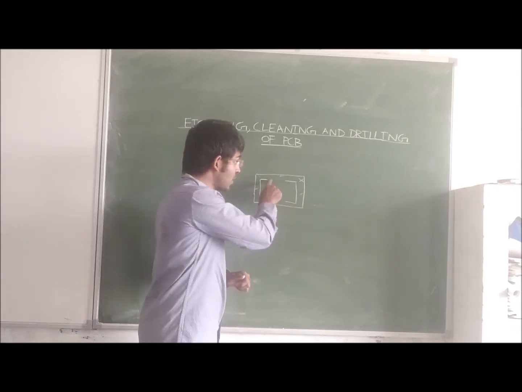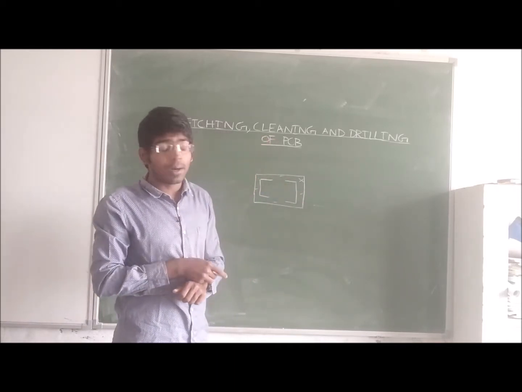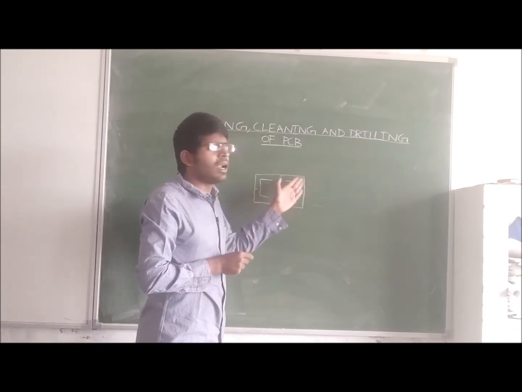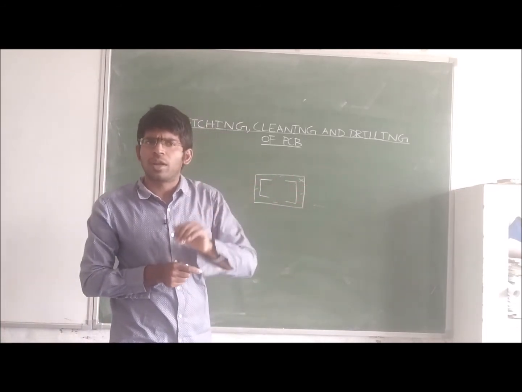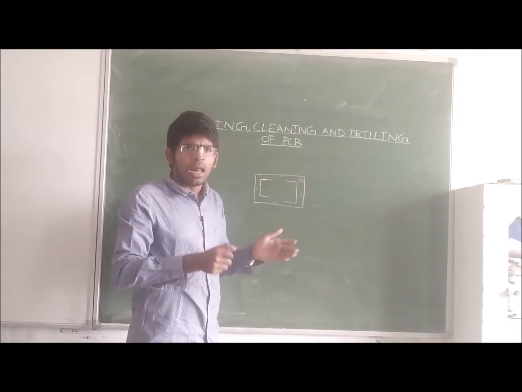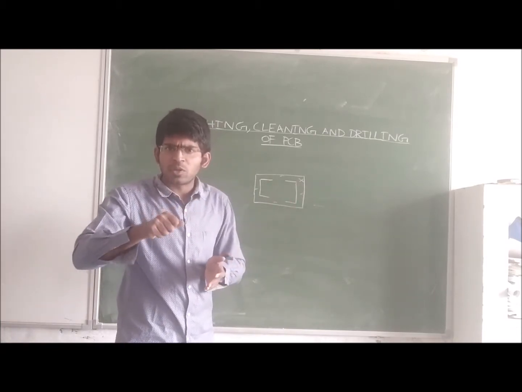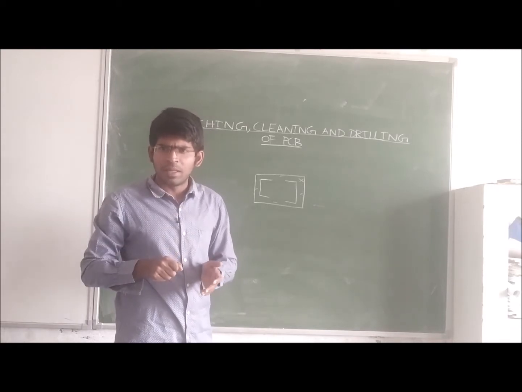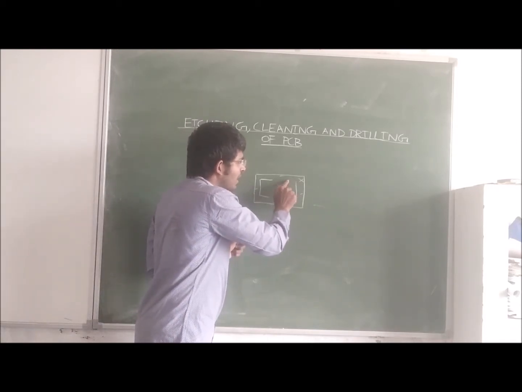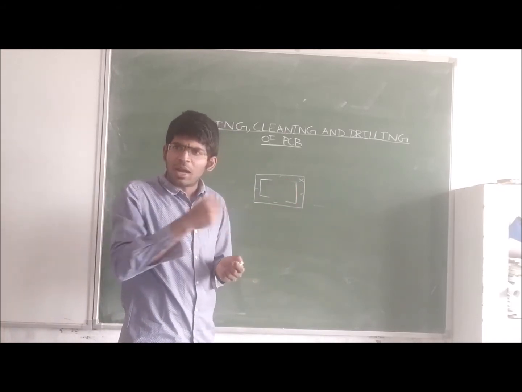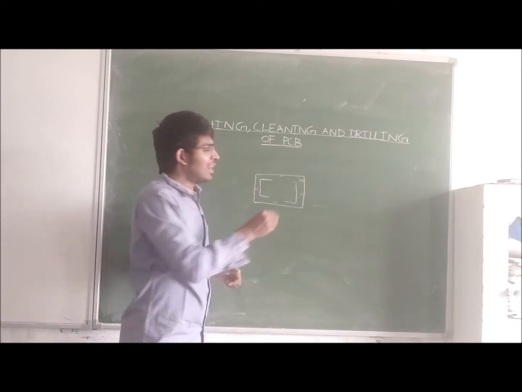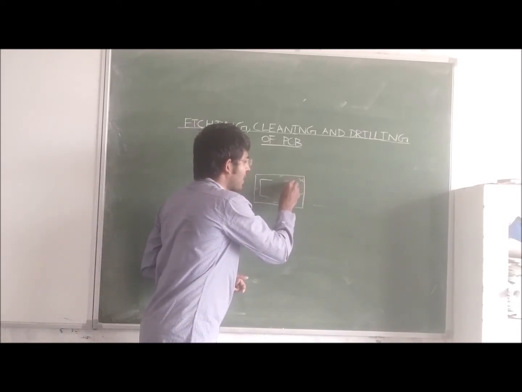Sir, if we are removing the unwanted copper, what happens to this ink? This will not react with the ferric chloride. So after removing the unwanted copper, when we rub in the manual process by using the scrub, whatever the ink that is there, that will come out. And behind this ink, copper is there. Now we observe the copper track.